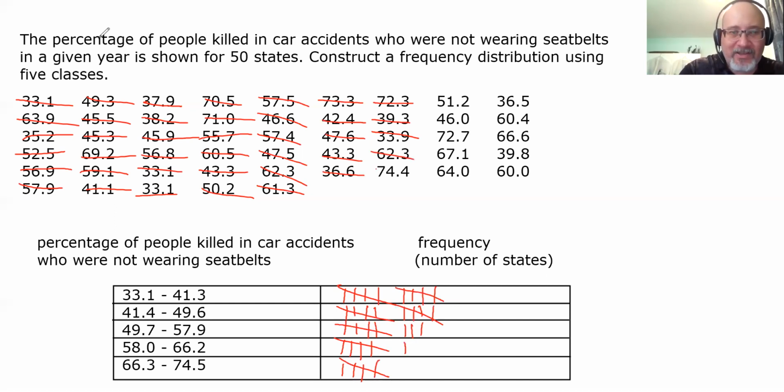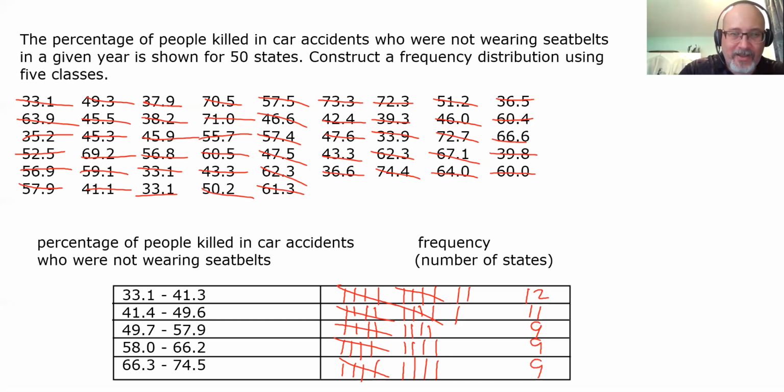62.3 is in the fourth class, 74.4 is in the fifth class, 51.2 is in the third class, 46.0 is in the second class, 72.7 is in the last class, the fifth class, 67.1 is also in the fifth class, 64.0 is in the fourth class, 36.5 is in the first class, 60.4 is in the fourth class, 66.6 is barely in the fifth class, 39.8 is in the first class, 60.0 is in the fourth class. So it looks like our frequencies are 12, 11, 9, 9, and 9.